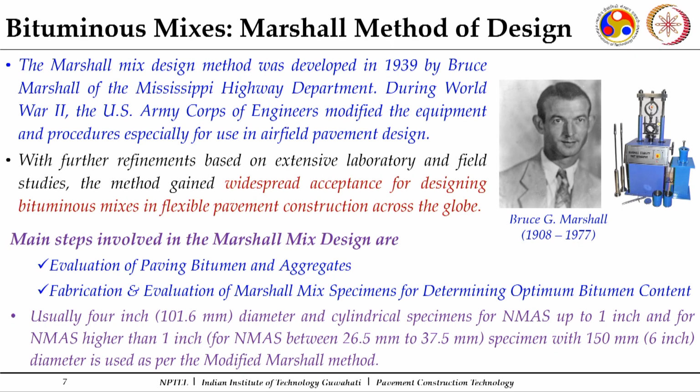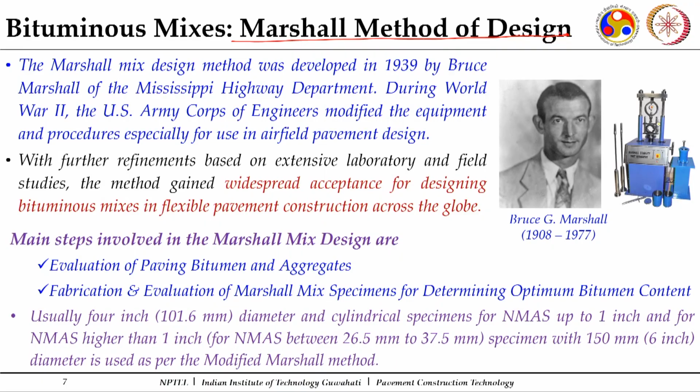Now, once the volumetric parameters are determined, like your maximum specific gravity, bulk density, the specific gravity of the aggregates, and the compacted specimen density, the other parameter which is to be determined is the stability of that particular mix, especially because the method which we use for design of bituminous mixes is known as Marshall method of mix design. And this method was first developed in 1939 by Bruce Marshall of the Mississippi Highway Department, and this got further refined or modified, especially during the Second World War.